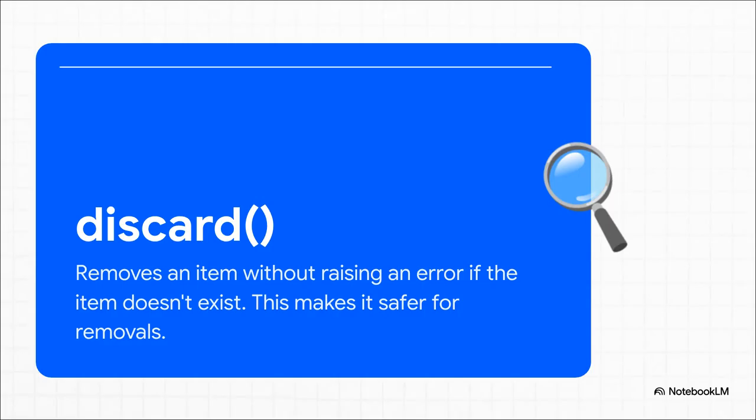Meet discard. You can think of it as the polite, more forgiving cousin of remove. It'll go look for the item and remove it if it's there. But if it's not, no problem. It just moves on, no drama, no error. It makes your code way more robust.